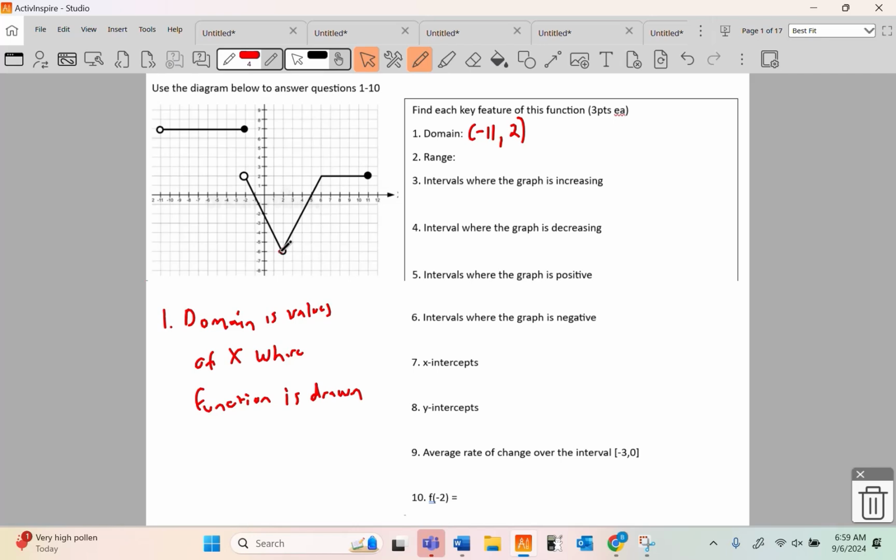All right, now I'm going to jump to the other side of 2. And I'm going to go all the way up, x is 6, still a solid dot, keep moving right till I hit 11. Bracket on the 11 because that was solid. So there's domain. On the range, we're talking about the values of y where drawn.